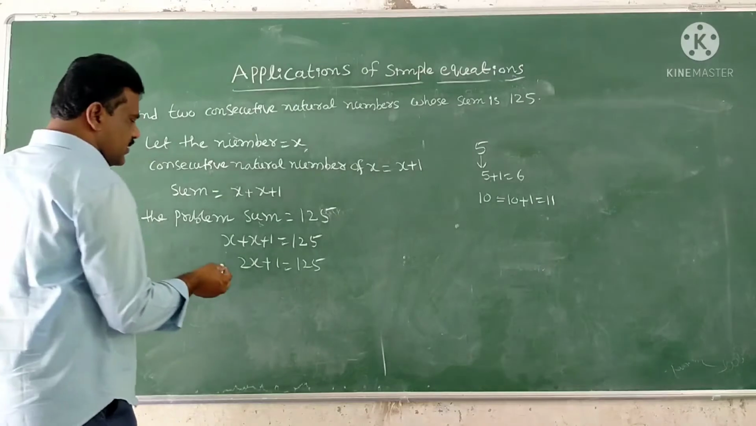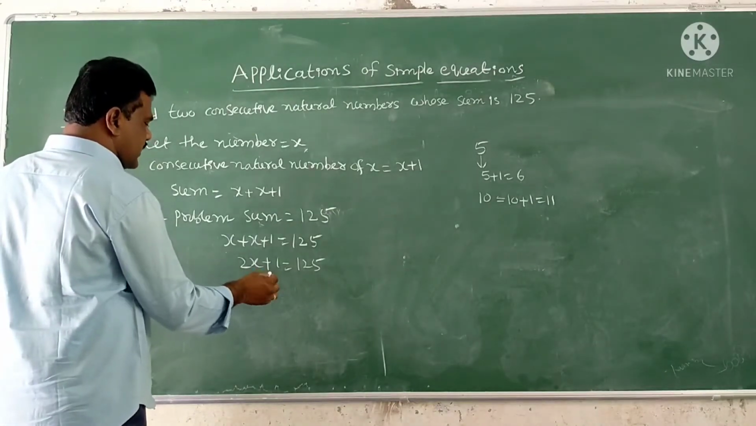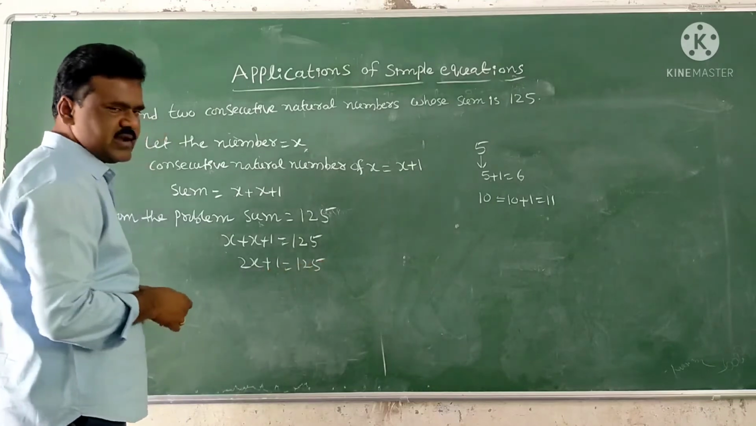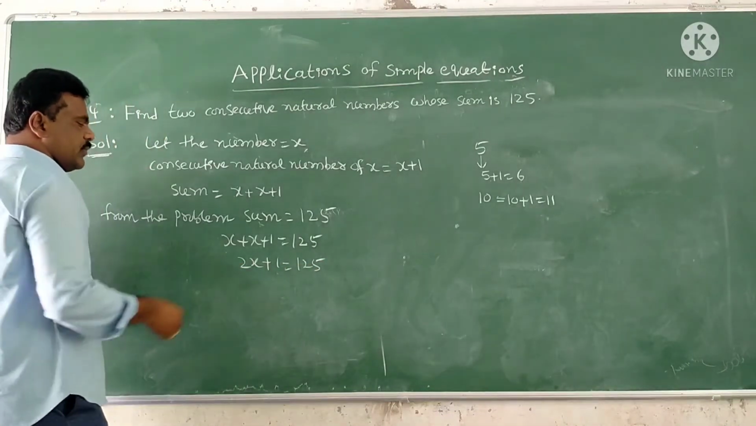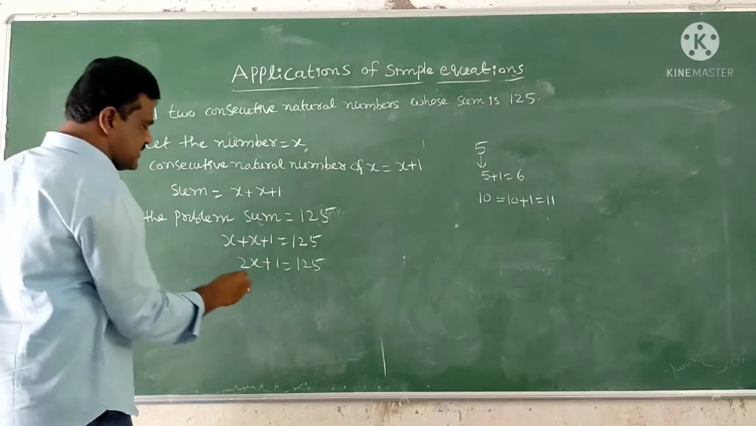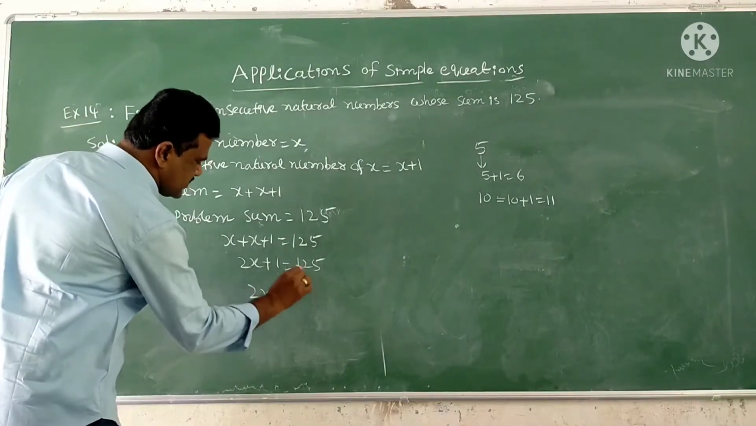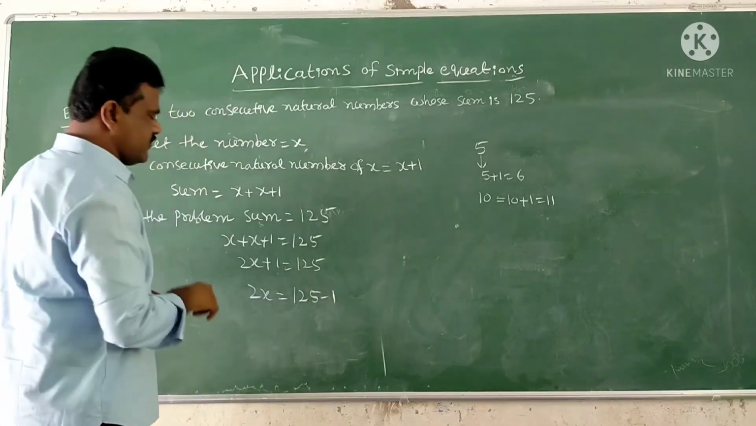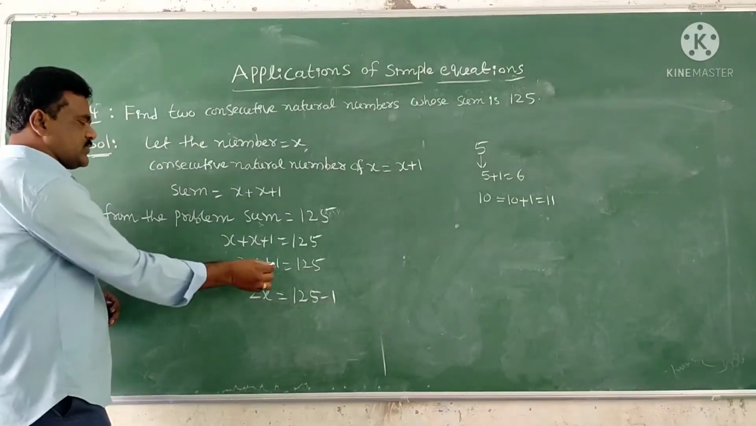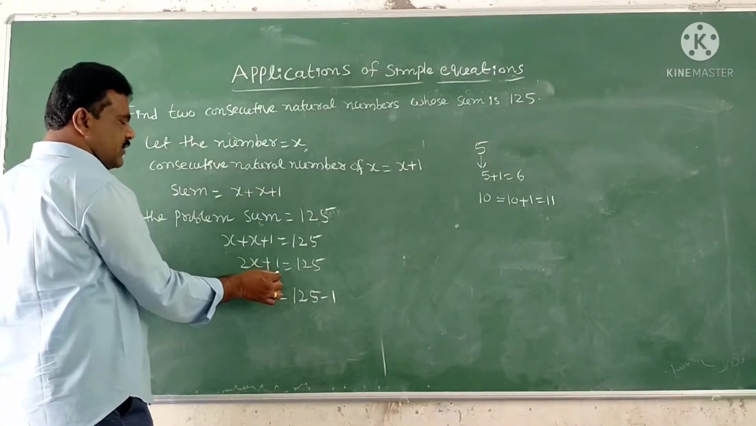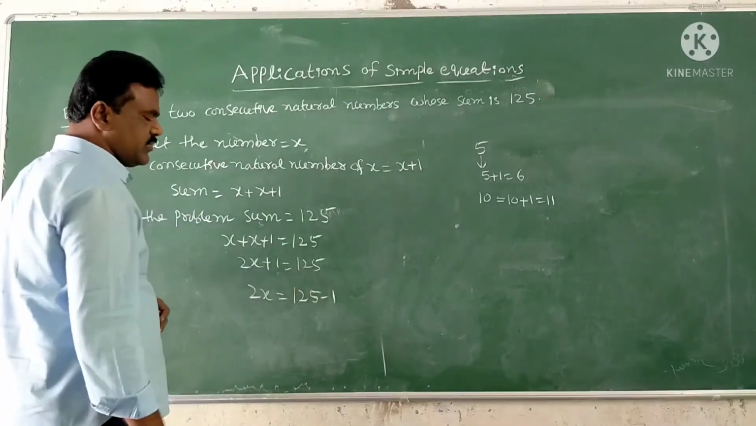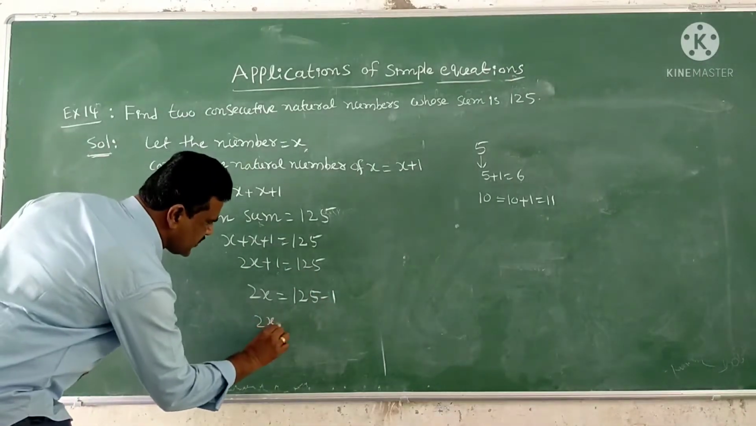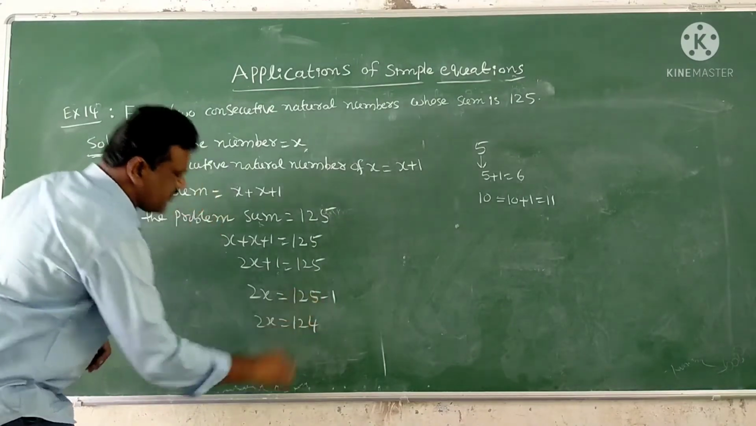So, here transpose plus 1 from LHS to RHS, it becomes minus 1. So 125 minus 1. So 2x is equal to 124.